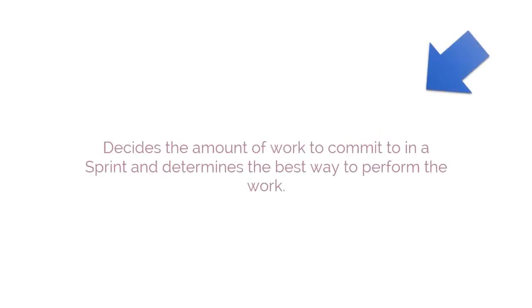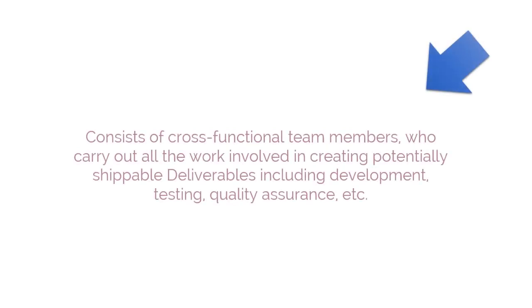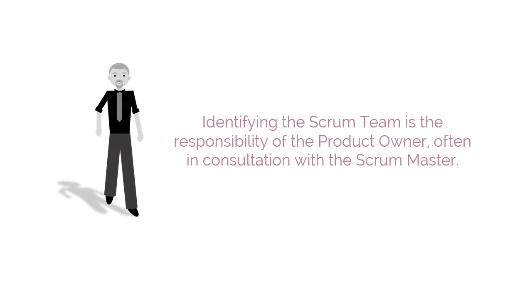The team decides the amount of work to commit to in a sprint and determines the best way to perform the work. The Scrum team consists of cross-functional team members who carry out all the work involved in creating potentially shippable deliverables, including development, testing, quality assurance, etc. Identifying the Scrum team is the responsibility of the product owner, often in consultation with the Scrum Master.